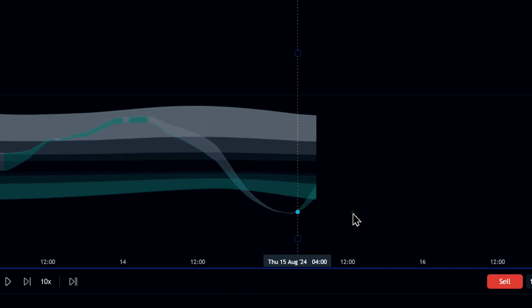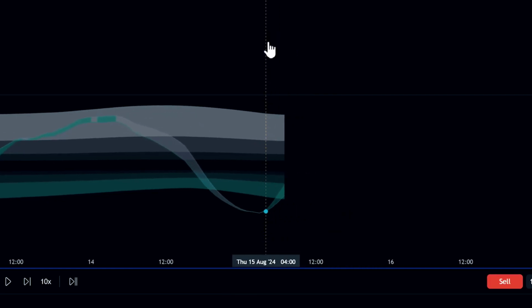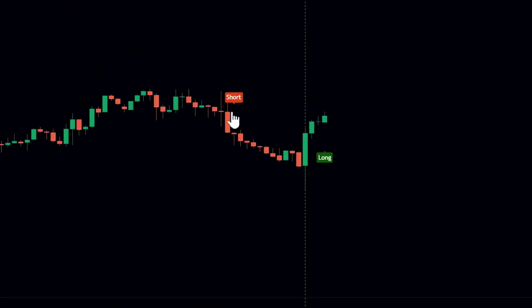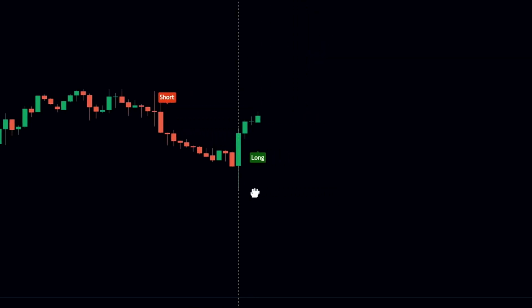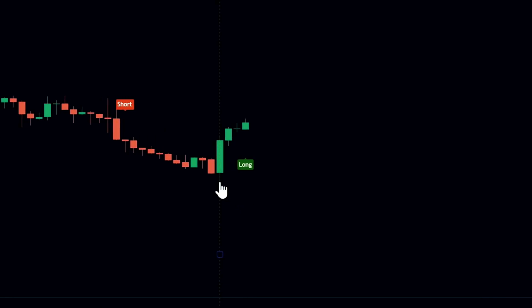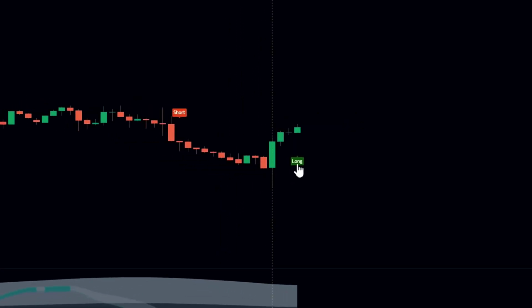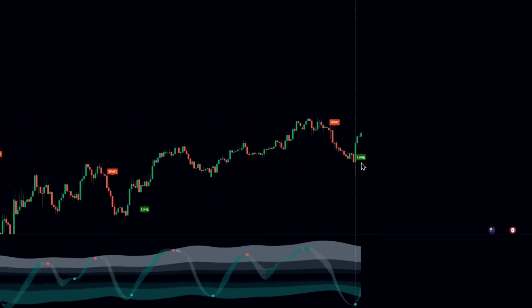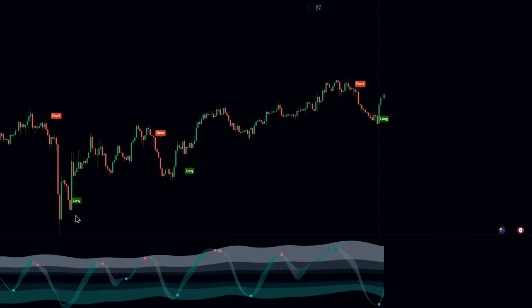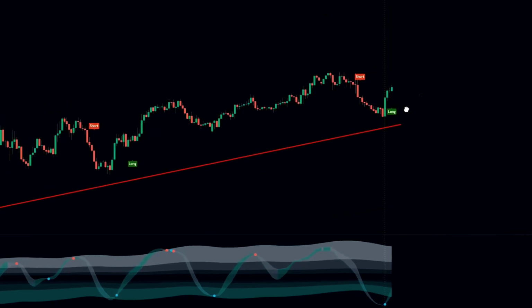Next, check for a short signal to the left of this vertical line. You want to make sure there was a previous short signal from the market beacon indicator before the buy signal. Then, confirm a long signal to the right. Look to the right of the vertical line and see if a long signal appears from the market beacon. Lastly, confirm the bullish trend by drawing a trend line to ensure the market is trending upwards. If all of these conditions are met, you have a valid setup.